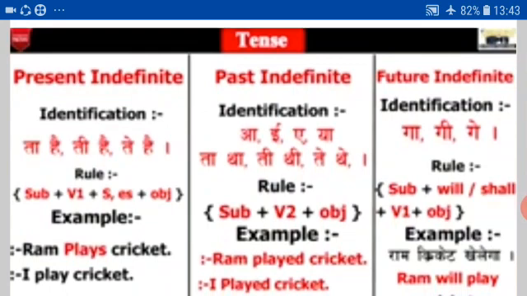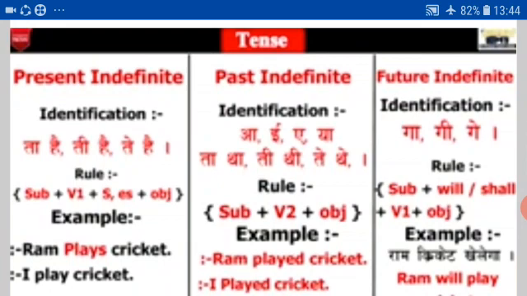Students, if we are using a plural subject, then we have no need to add s or es to the first form of the verb. But if we are using a singular subject, then we need it. If we are making a negative sentence, then we should use does not with a singular subject and do not with a plural subject. In the same way, if we are using an interrogative sentence, then we should use does or do in the beginning of the sentence.